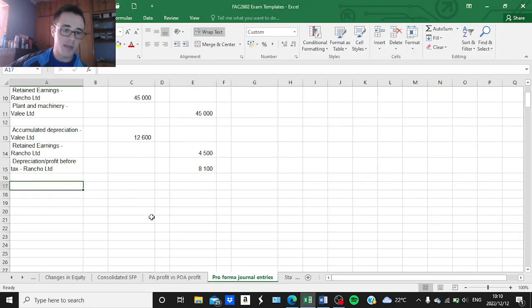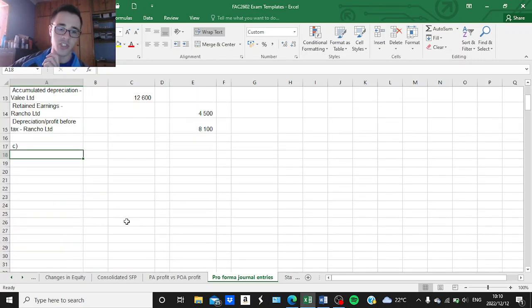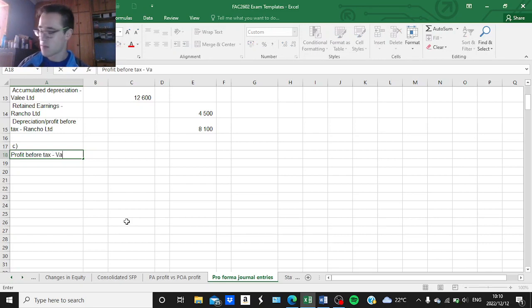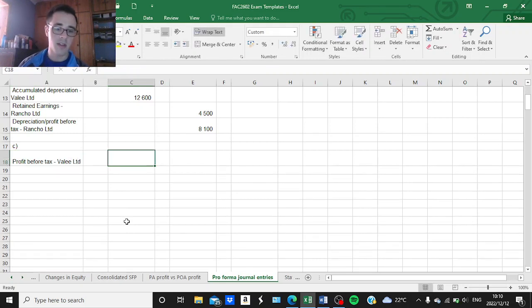Okay, so now we can eliminate the intra-group dividend as well as record the non-controlling interest share. So we need to debit other income for the parent, which is Value Limited, and we will do that by debiting profit before tax because other income is not shown separately. Okay, the amount that we will use here is 14,400. That is the value of the intra-group preference dividend.